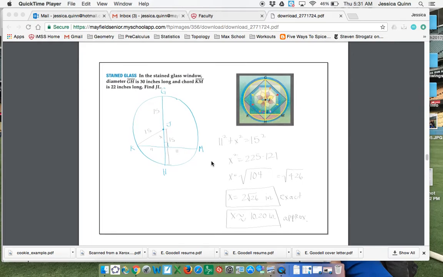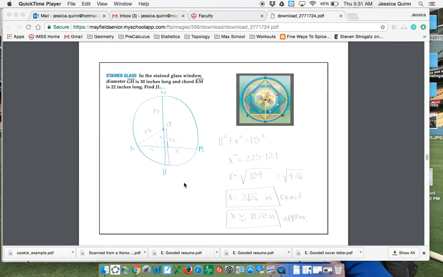So the picture that you have in your notes, which is how it got copied, might be kind of hard to see. This is a stained glass window, and I just redrew it without the pretty designs to see it better, but then I wrote all over it, so it's kind of hard for you to see. They tell us that the diameter is 30 and that the chord KM is 22 inches long, and we want to find JL. L is right here. I don't know, you can't see it. I think I drew over it.